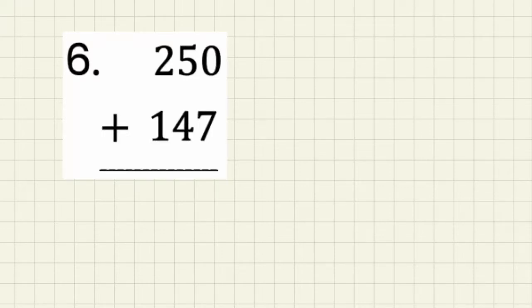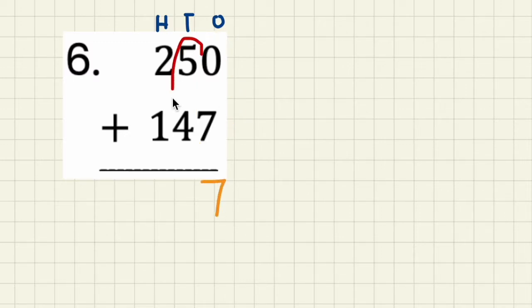Question 6, 250 plus 147. I have labeled O for ones, T for tens, and H for hundreds, and you can see that on the top of the screen. Our first step is to add the ones place, and that would be 0 plus 7. 0 plus 7 is 7.